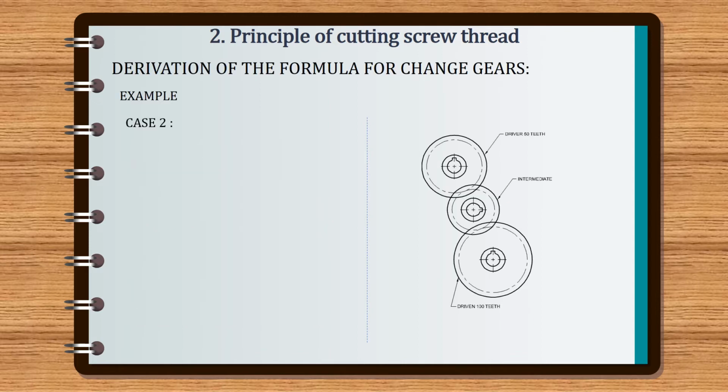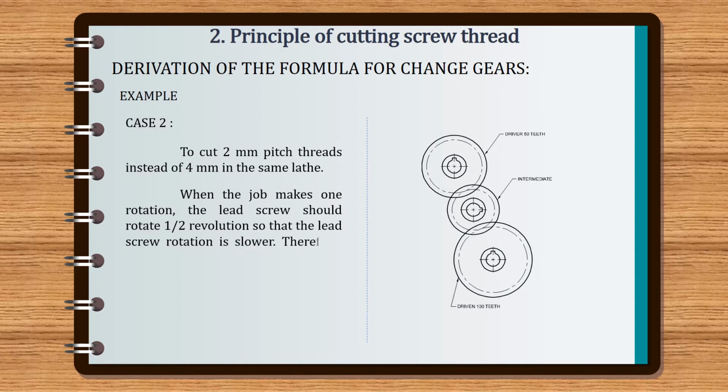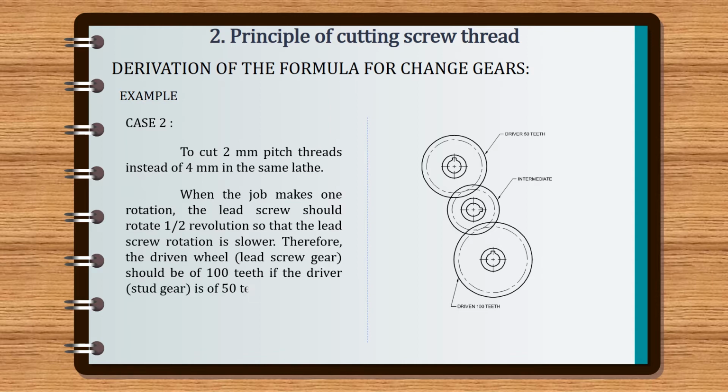In case 2, to cut 2 mm pitch threads instead of 4 mm in the same lathe, when the job makes one rotation, the lead screw should rotate a half revolution so that the lead screw rotation is slower. Therefore, the driven wheel lead screw gear should be of 100 teeth if the driver stud gear is of 50 teeth.